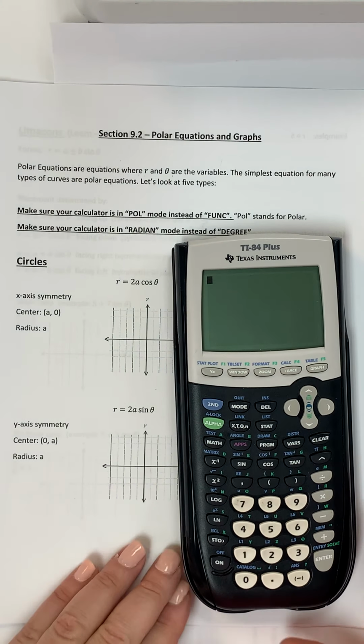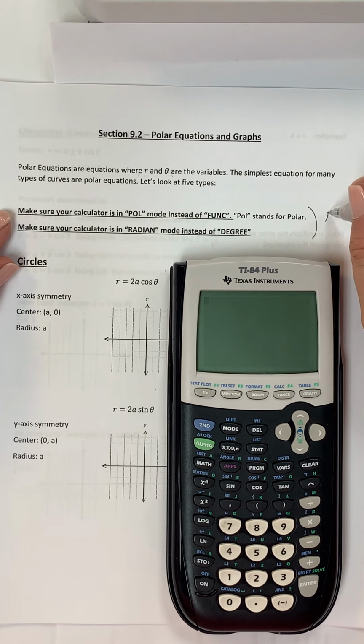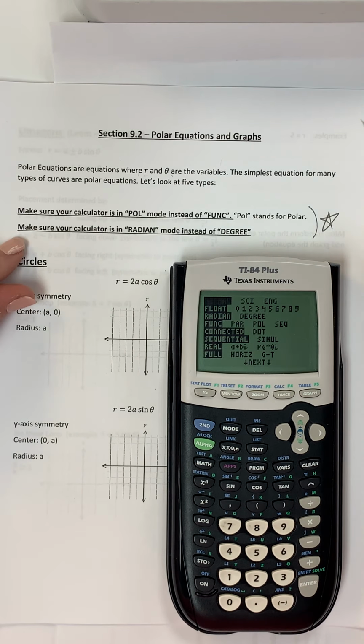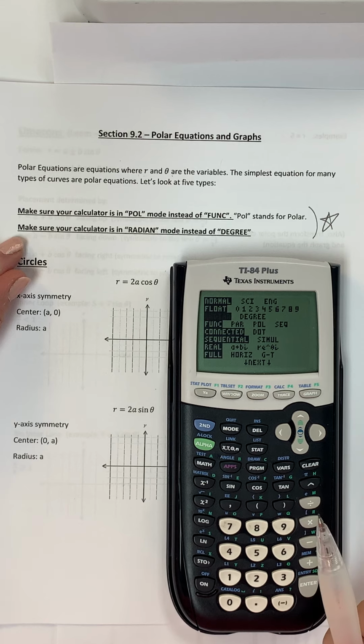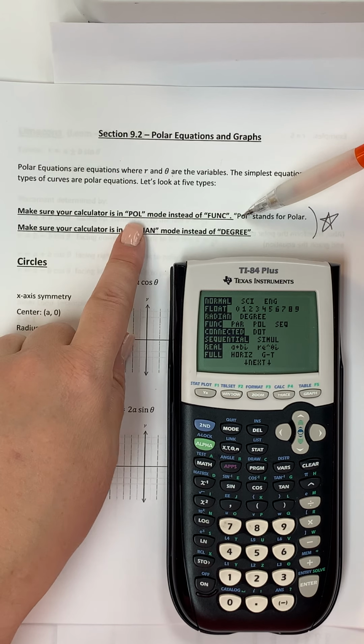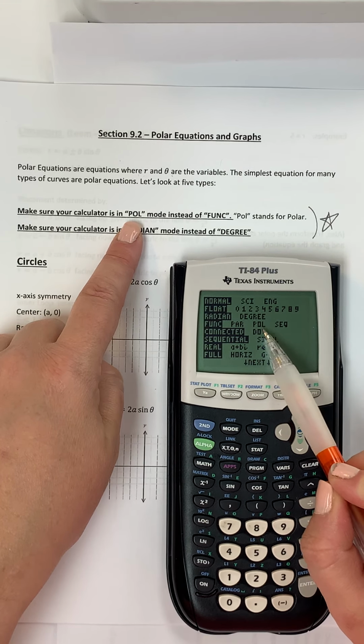So in your calculator, 2 things you're going to have to do, and here they are. These are important. You're going to go to mode. Now, the second one says radian mode instead of degree. That's easy enough. We always want to be in radians for polar mode. But this first one you may not be familiar with. The first one says to make sure your calculator is in polar mode, P-O-L.